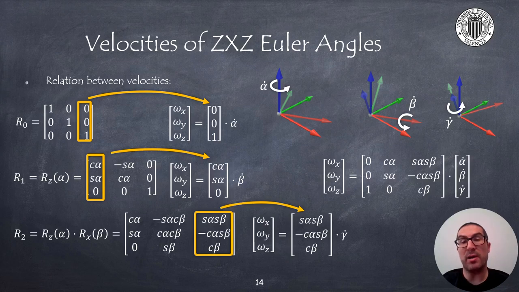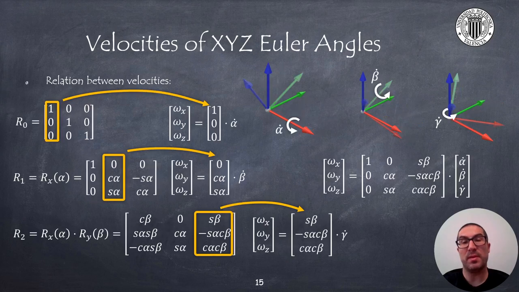The velocity of the third angle affects the three angular velocities due to the resulting rotation matrix of the first two rotations considered in the third column. By combining these angular velocities, we can obtain the matrix T that relates the Euler angle velocities with the angular velocities. As you already know, a representation of Euler angles is not unique, and there are multiple ways to obtain the matrix T that relates those velocities. Here, I also show the formulation for another Euler representation, specifically the XYZ representation used in CoppeliaSim, that is indeed the robotic representation.